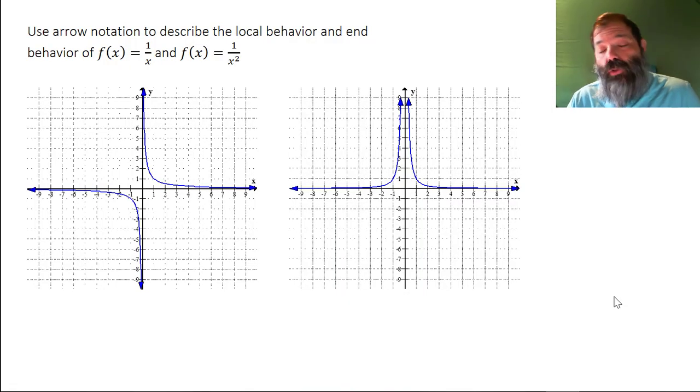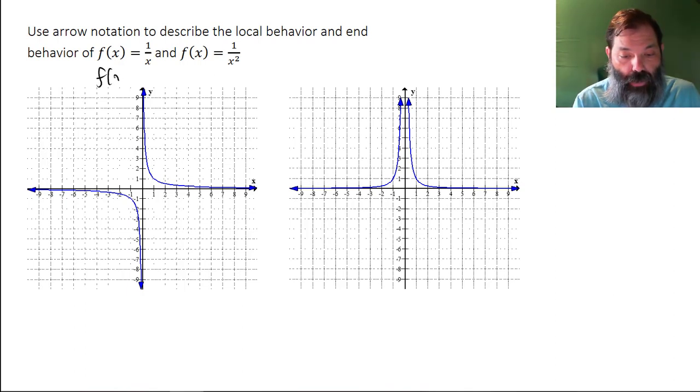Here we are asked to use arrow notation to describe the local behavior and end behavior of the functions 1 over x and 1 over x squared. And we see graphs of those two functions already produced on the screen here. On the left, we have the function 1 over x, and on the right, we have the function 1 over x squared.